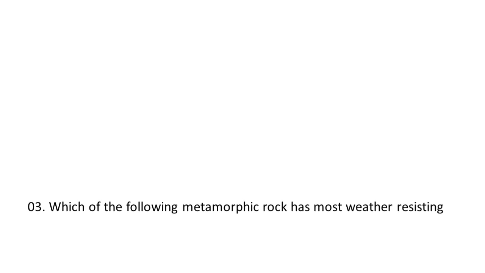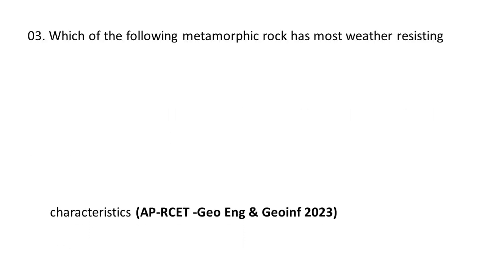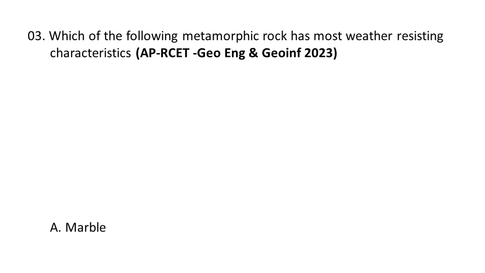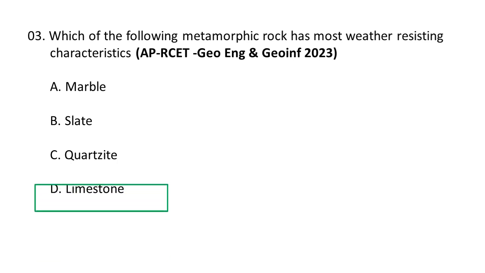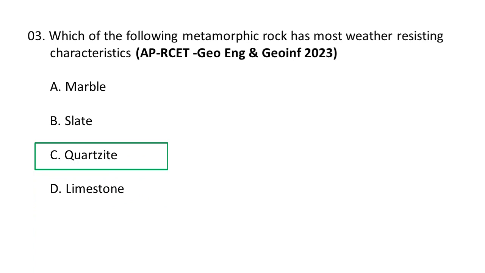Next question. Which of the following metamorphic rock has most weather resisting characteristics? A. Marble, B. Slate, C. Quartzite, D. Limestone. So the correct option is obviously C. Quartzite. Quartzite is a hard metamorphic rock that's resistant to weathering and is often used in construction materials like walls, flooring and countertops. So it is resistant to many things including weathering, like physical and mechanical weathering.